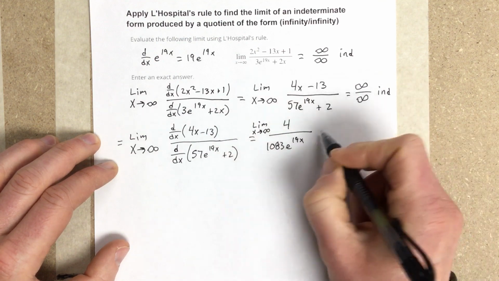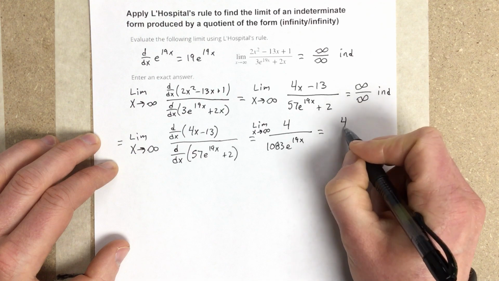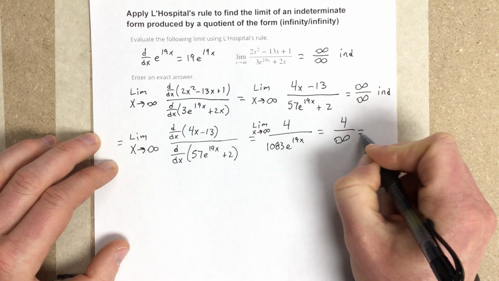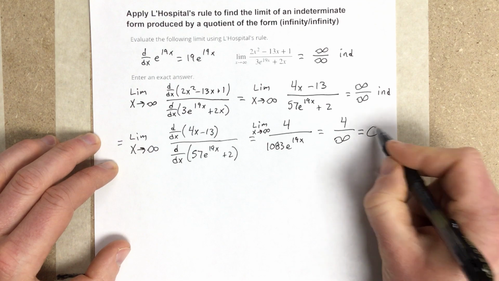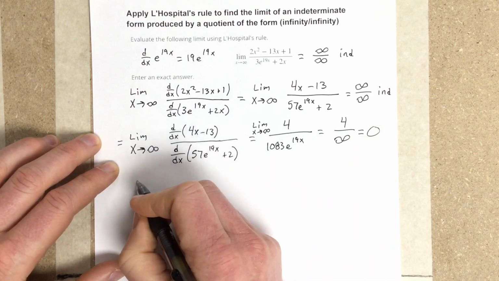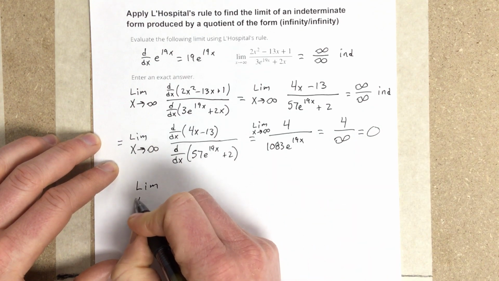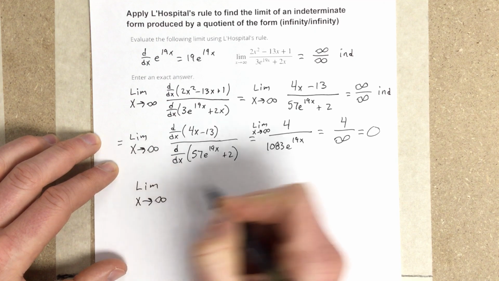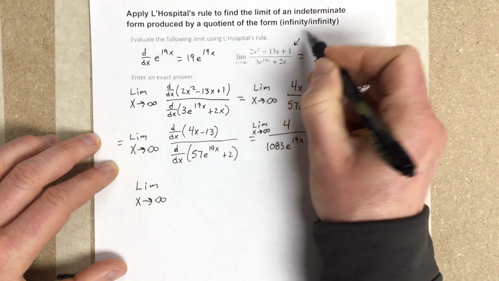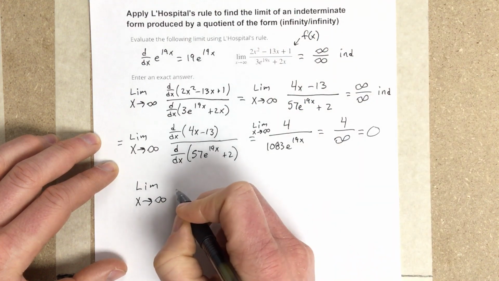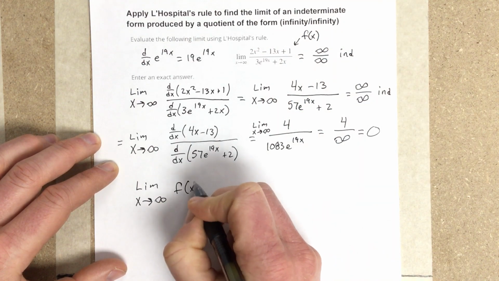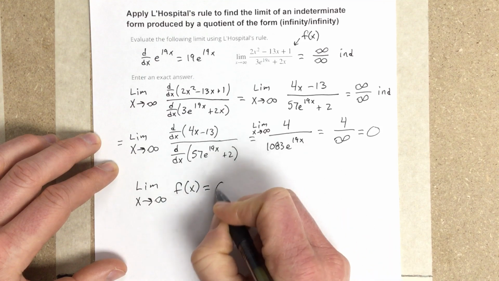So let's evaluate that limit now, and we would end up with 4 over infinity, which is, anytime we have a small number divided by a very large number, we're approaching 0. So we can say that the limit as x approaches infinity, and I'm just going to say that this is f of x, save myself some writing, so the limit as x approaches infinity of f of x, the original function, is equal to 0.